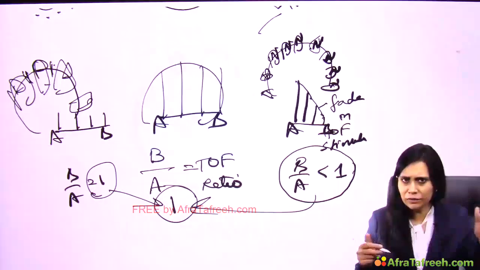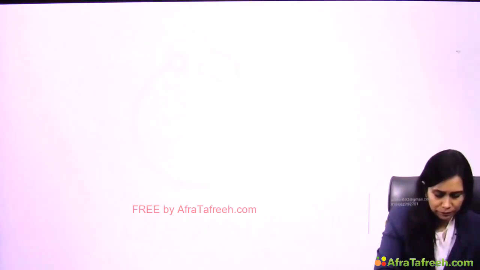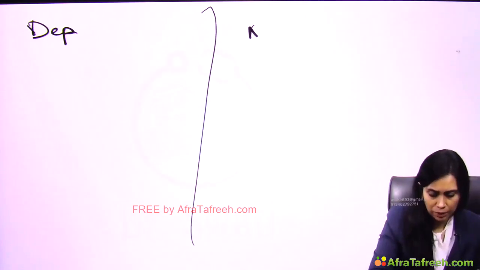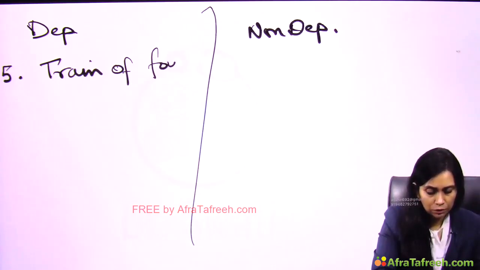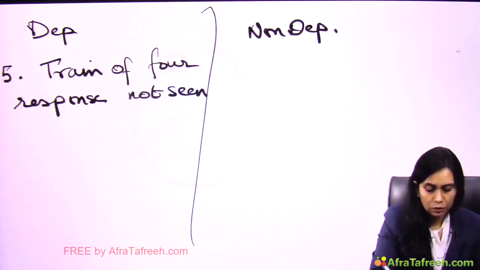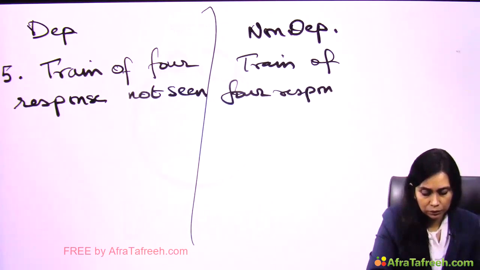Got it? So let us write the 5th, 6th and 7th differences. Depolarizing and non-depolarizing. Okay. 5th. Depolarizing: train of 4 response not seen. Non-depolarizing: train of 4 response seen.